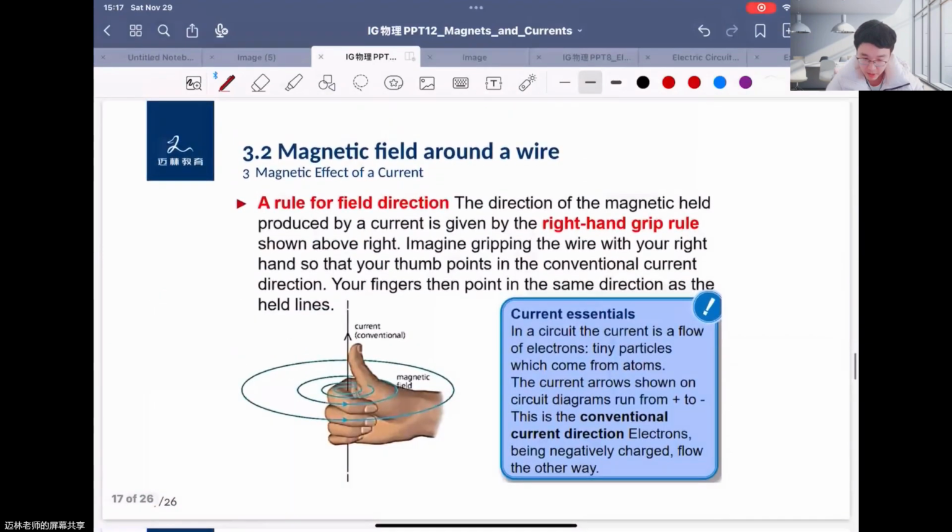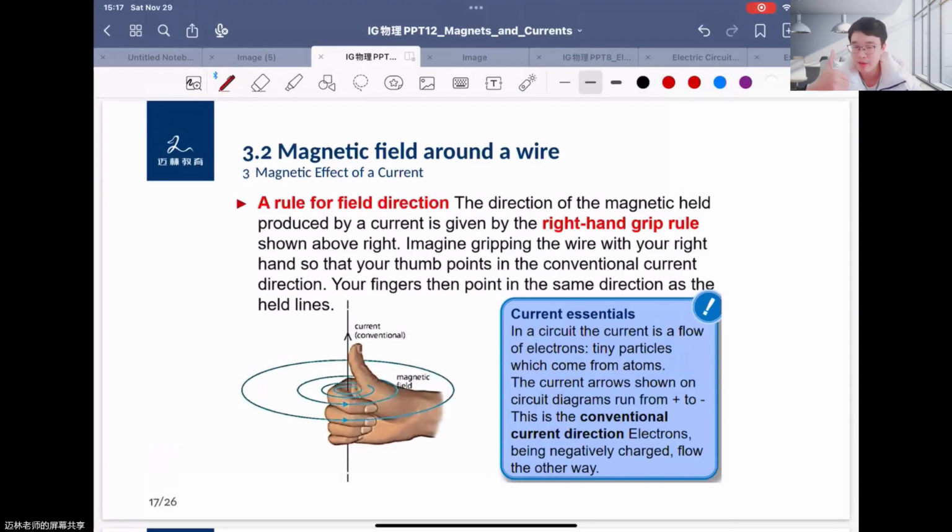Let's move to the next part: how to draw the magnetic field. You can raise your right hand and grip the rod, like this. Your thumb is pointing upward, and your four other fingers rotate around the rod. Here, your thumb represents the direction of the current, and your four other fingers represent the direction of the magnetic field.